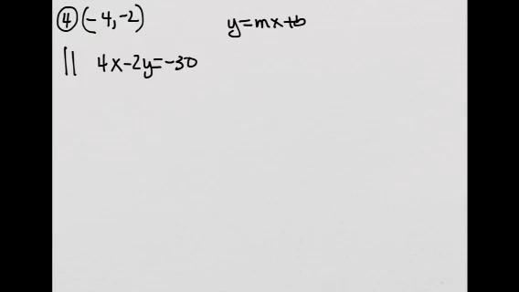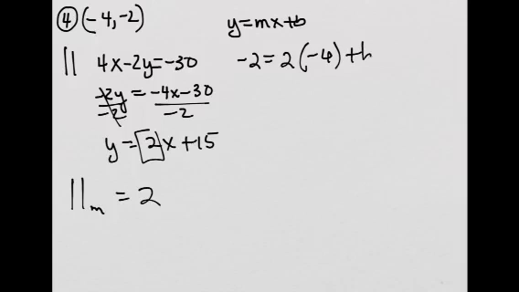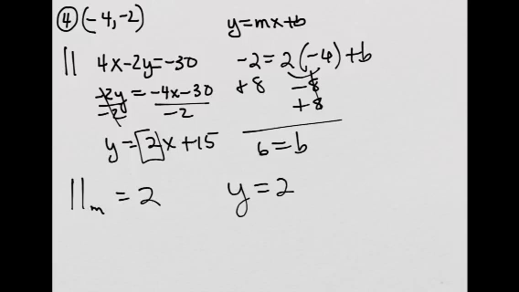Alright, so for number 4 now, they want a line parallel to this given line going through that point. So again, we need to find the slope of this line, so we're solving for y. Negative 2y equals, subtract 4x from both sides, so that gives you negative 4x on the right side. Divide by negative 2, so y equals 2x plus 15. So the slope here is 2. And remember, parallel slopes are equal, so it's going to be 2. So I'm going to use y as negative 2 equals positive 2 times negative 4 plus b. This gives you negative 8, so I'm going to add 8 so that this is gone. So 6 equals b. So y equals 2x plus 6.